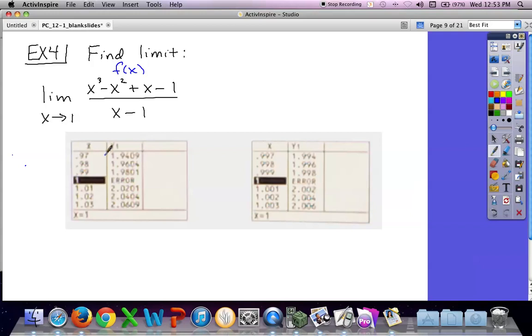The value of the function is getting closer and closer to 2. Right? As these values are getting smaller and smaller and closer to 1, the value of the function is getting closer and closer to 2. So the limit from the left and the limit from the right agree. They both look like they're going towards 2. So you would say the value is 2. The limit is 2.